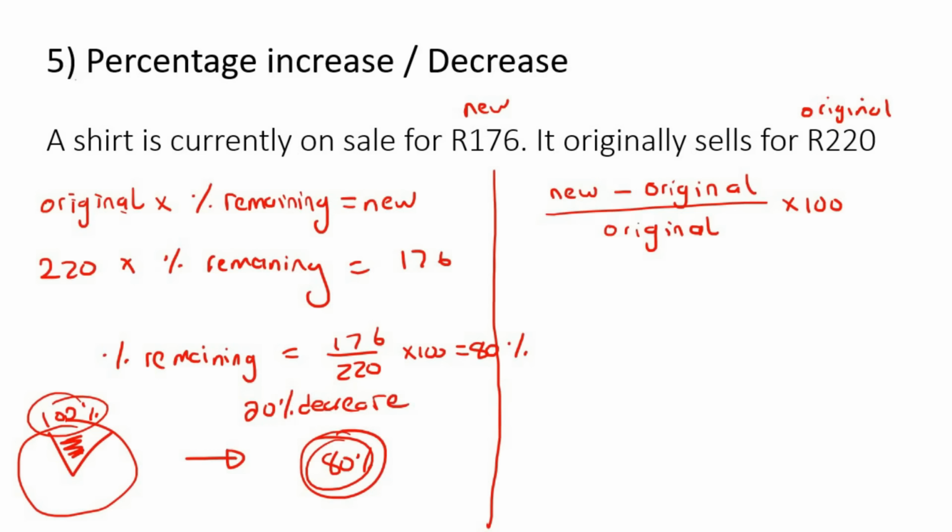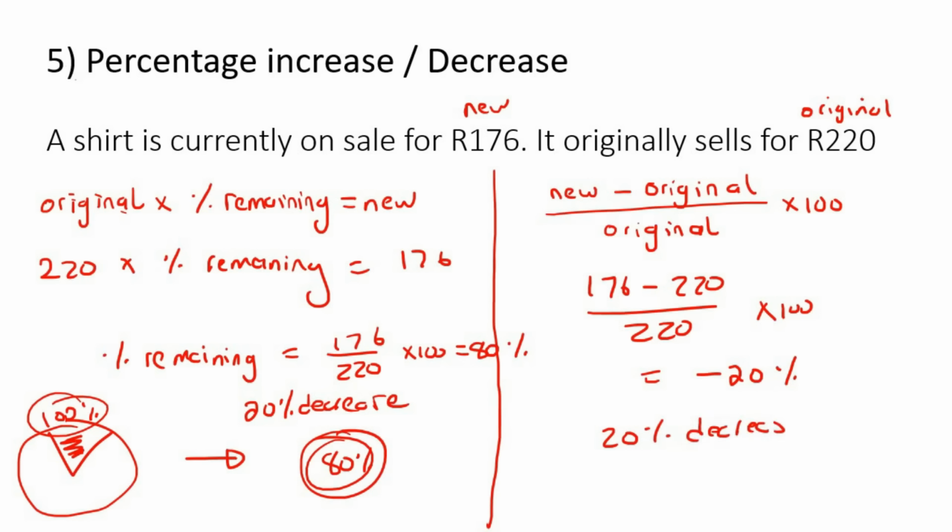So let's put the percentage. Now, I still think this is probably a better formula. It's just more formulas to remember, but I still think this is nice. So the new price, 176, minus the original price, 220, over 220 times 100, and that'll be -20, which just means a 20% decrease.